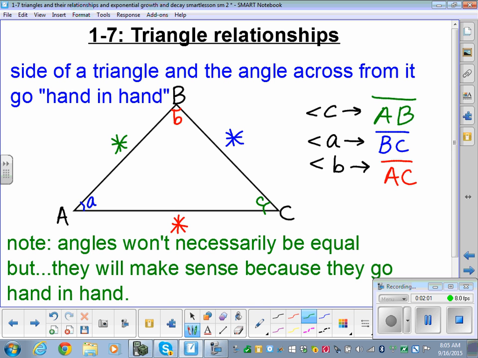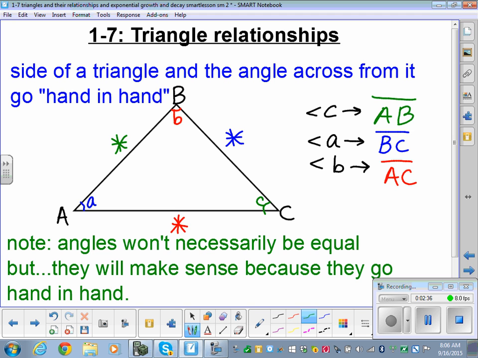Note, the angles and sides aren't necessarily going to be equal, but they are going to go hand in hand. Your triangles will always make sense. What I mean by that is, the smallest angle will be across from the smallest side, and the largest angle will be across from the largest side. And the middle angle will be across from the middle side of the triangle. So your triangle will make sense. If it doesn't, then something's wrong.